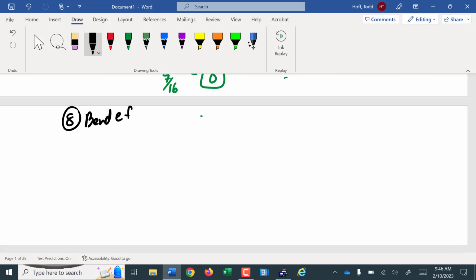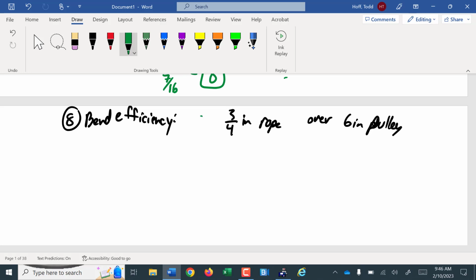Number 8. Find the bending efficiency of a 3/4 inch rope over a 6-inch pulley. So first we need to find what? Bending ratio, using the pulley diameter, 6 inches divided by the 3/4 inch rope. What does that give us? 8 is our bending ratio.